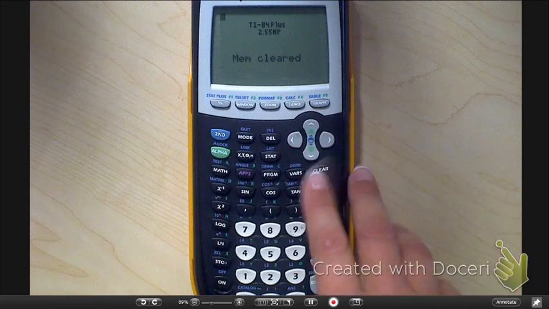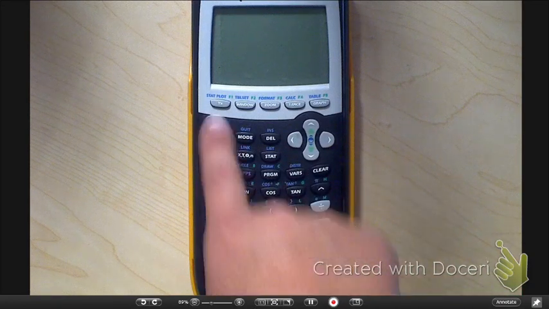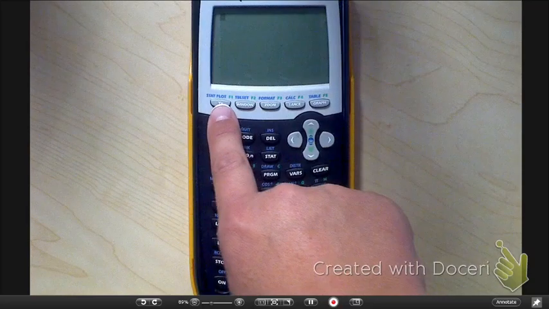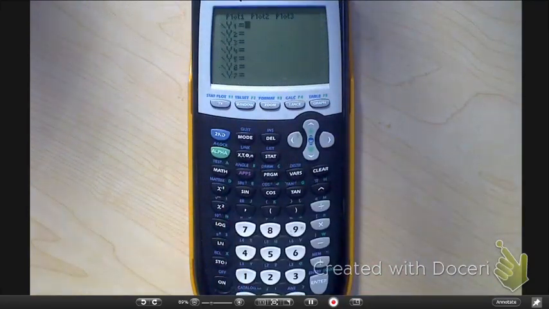So you can clear this, and then I want you to go up here where it says y equals. So push y equals, and these are the places for you guys to put all of your functions into. So we're going to put in the function x minus 2 over x squared minus 4. Now, before you do that, don't put it in yet. I want to teach you how to put it in the proper way.